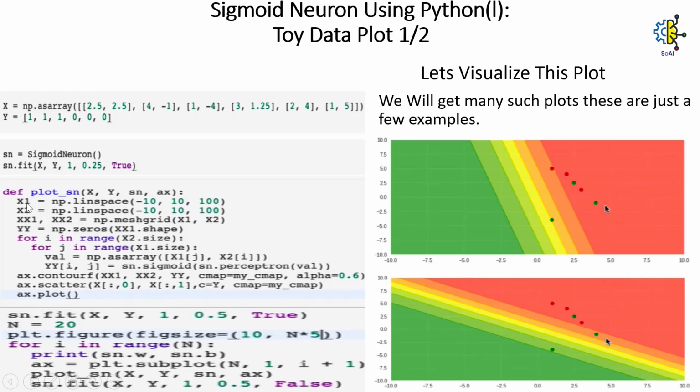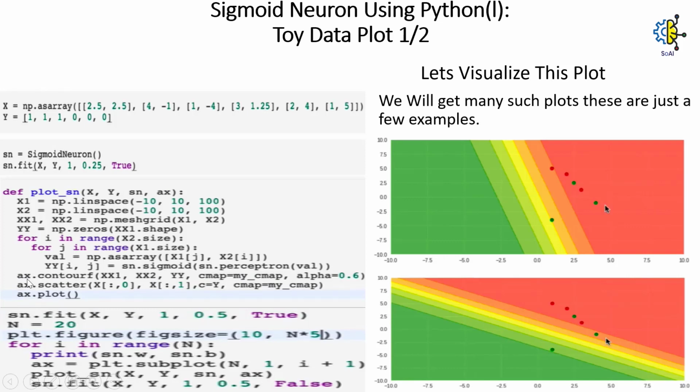So the shape of xx1 comes in this, and after that the nested loop, which is this, for j in range x1.size, it will store in the value val, which is the np.asarray function with two parameters. Similarly, yy[i, j] is equal to the sn.sigmoid function with parameter sn.perceptron(val). And I would like to add that this belongs to the previous slides which we had discussed.